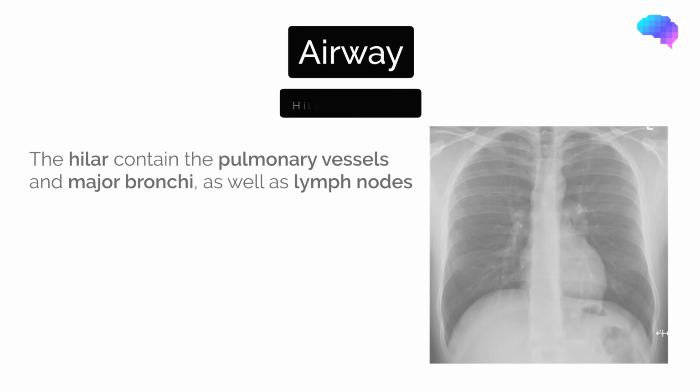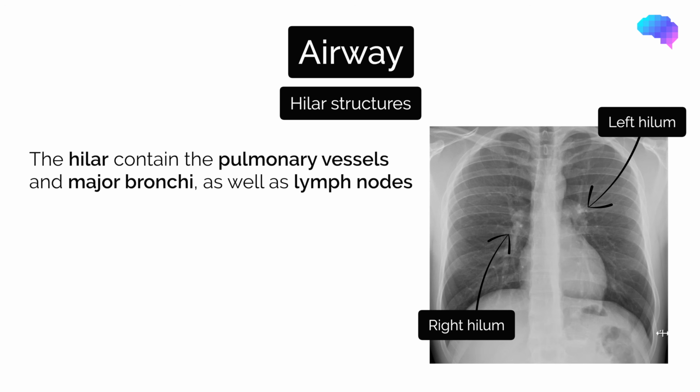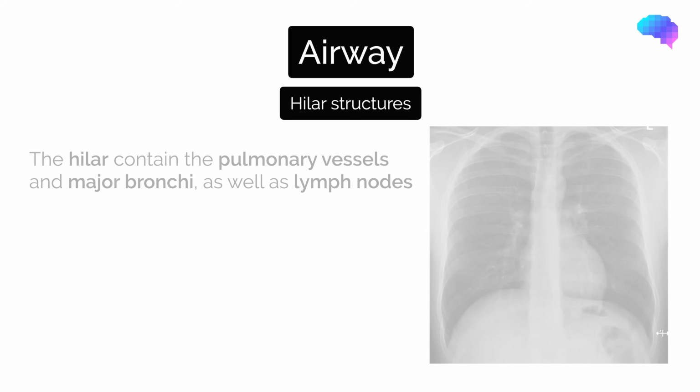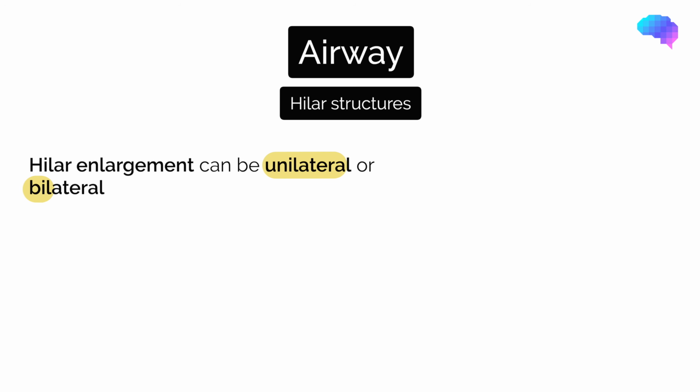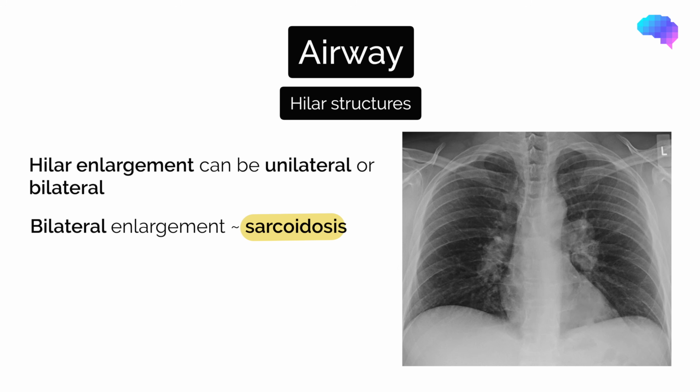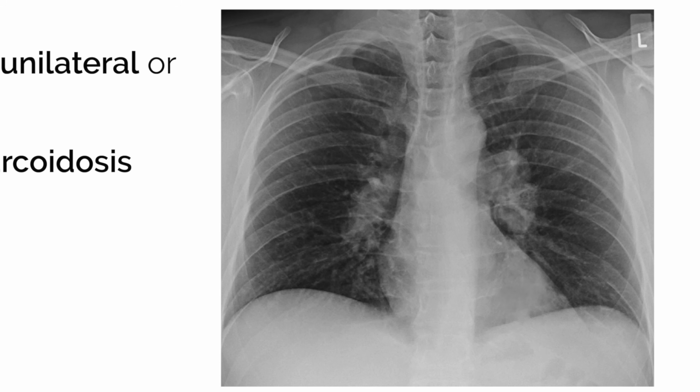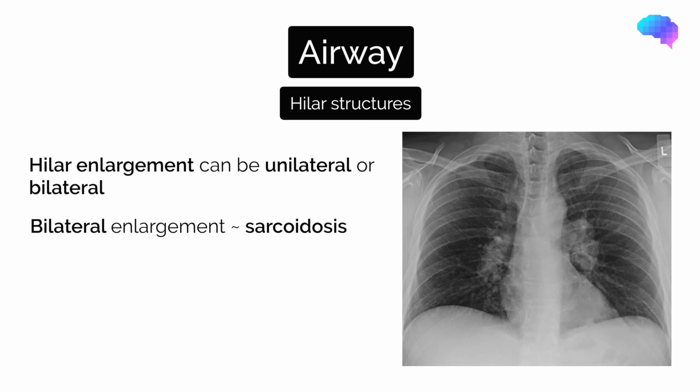The hilar of the lungs contain the pulmonary vessels and major bronchi, pulmonary ligament, and the lymph nodes, which are normally not visible. They are normally of a similar size and symmetry, and therefore asymmetry can be suggestive of pathology. When assessing for enlargement, it's important to note whether this is unilateral or bilateral. Symmetrical bilateral enlargement is often indicative of sarcoidosis, and in these cases, a lymph node biopsy will often be needed to confirm a diagnosis. In this image here, we can see that both the left and right lung hilum appear enlarged. In these cases, a lymph node biopsy will often be needed to confirm a diagnosis.